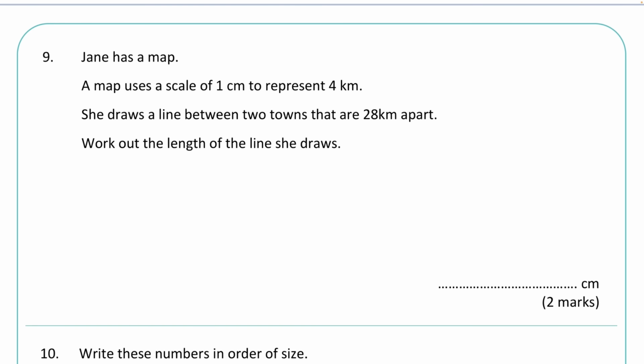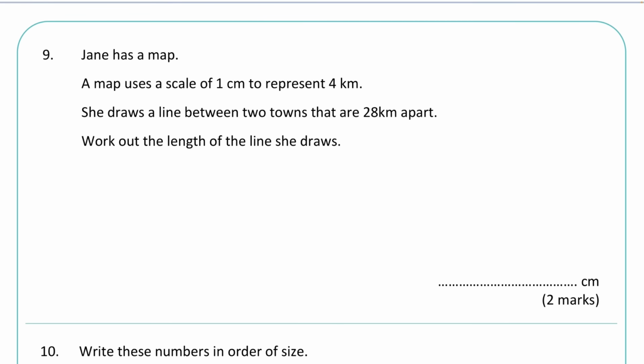Question 9 says Jane has a map. The map uses a scale of 1 centimetre to represent 4 kilometres. She draws a line between two towns that are 28 kilometres apart. Work out the length of the line she draws. So every little 1 centimetre on the map, let's imagine it's this big here, is going to represent 4 kilometres.